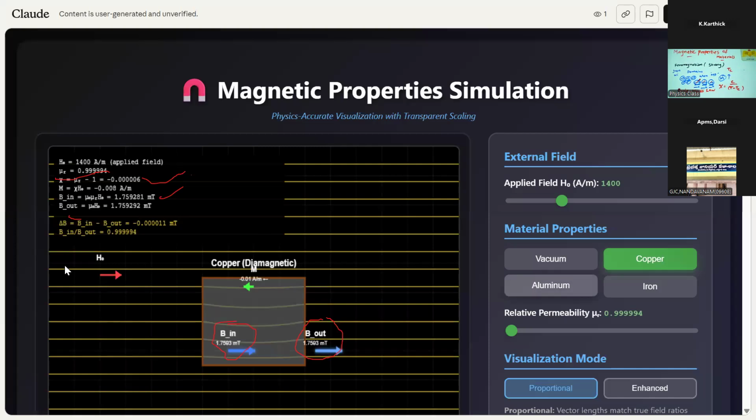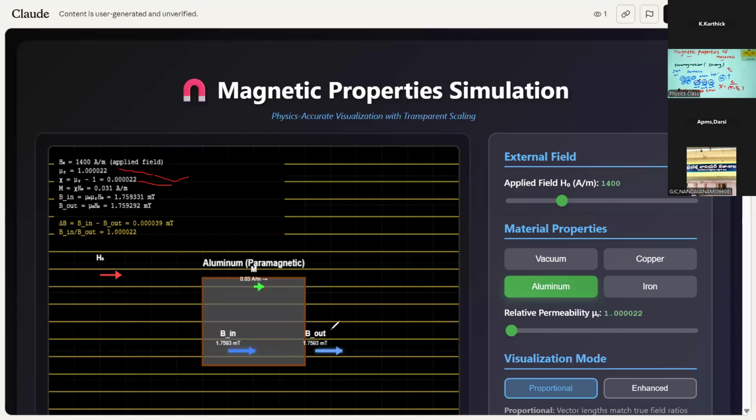Here also you can see the M vector. It points to the right, the same direction as the external field, the red color arrow. And the relative permeability here is slightly greater than 1. And psi is positive, 0.0022, like that.